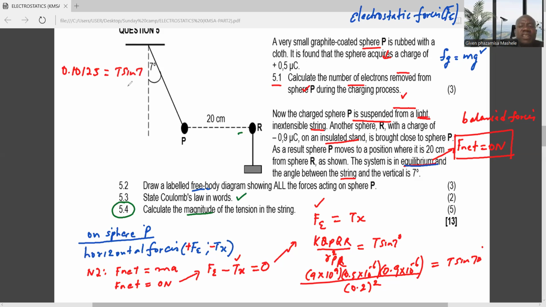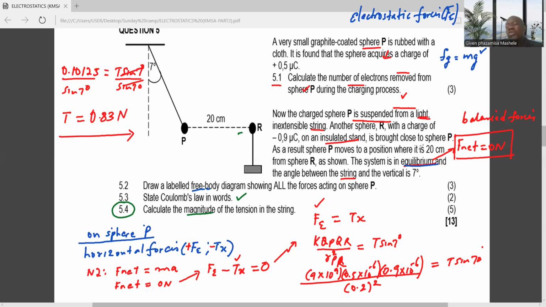We want to make T the subject of the formula. So we divide there by sine 7 degrees, and we divide there by sine 7 degrees, and we're going to remain with the tension. So divide by sine of 7 degrees, and this will give us a tension of 0.83 Newton.